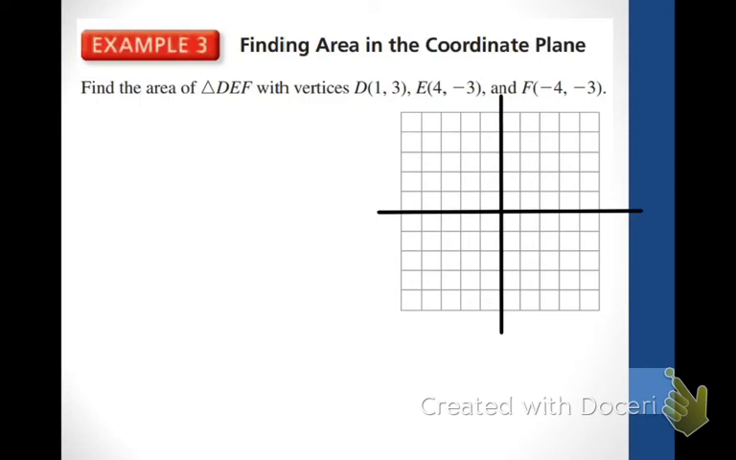We're going to plot the points. We've got 1, 3, so over 1, up 3. Point D, and then E is 4, -3, so over 1, 2, 3, 4, down 1, 2, 3, E. And then F is -4, -3, so 1, 2, 3, 4, 1, 2, 3. And it is a triangle, so you want to connect the dots.